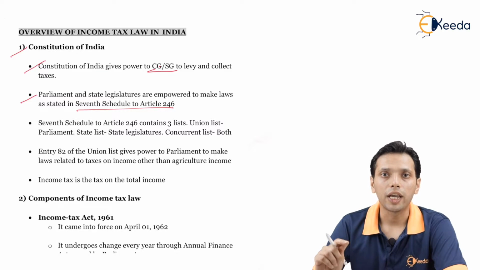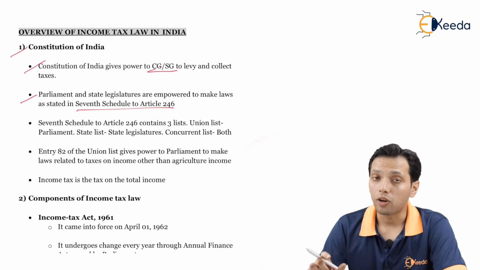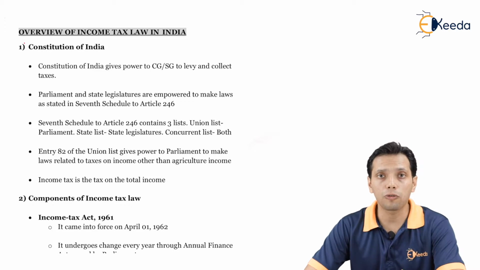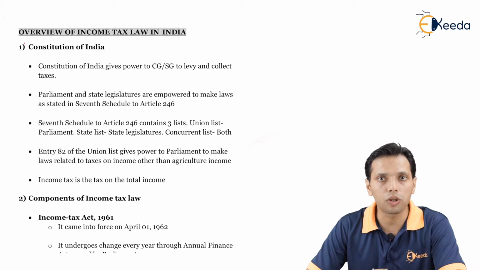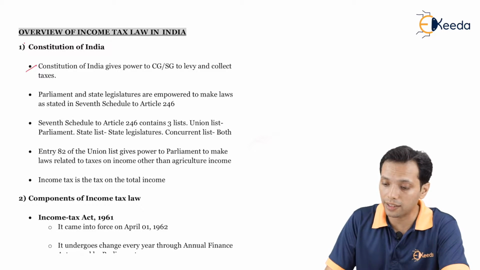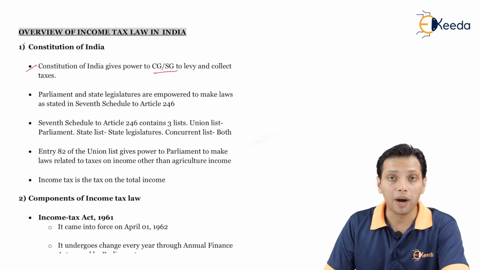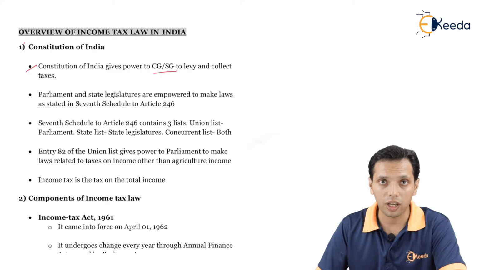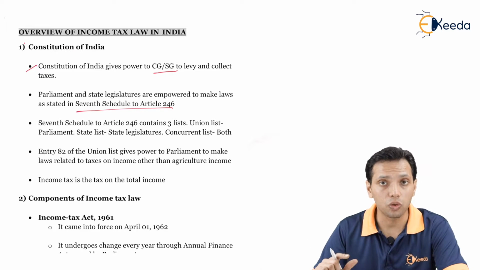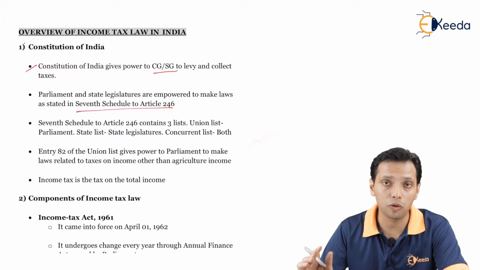The union list lists the items on which the central government can make laws. So the Constitution of India empowers the central government and state government to impose tax based on the laws that they pass in the parliament. So first point, the Constitution of India gives power to the central government and state government to levy and collect taxes. Parliament and state legislatures are empowered to make laws as per the 7th schedule to Article 246. So Article 246 of the Constitution of India empowers the central government and state government to impose taxes.